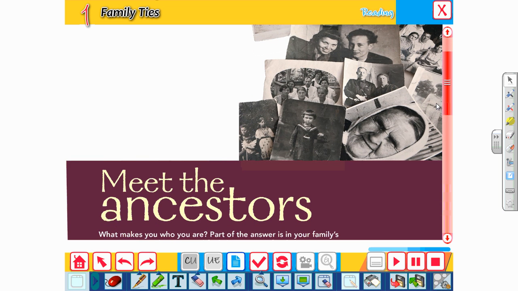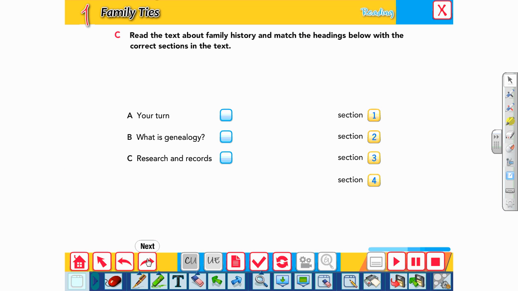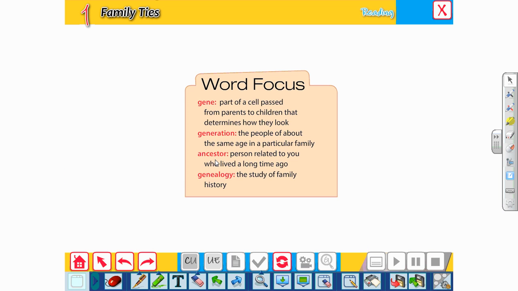You have something new here in this book, which is called the word focus. This part. The word focus contains the main words that you will meet in the article. The first one here is gene. What does it mean by the word gene? Gene is a part of a cell passed from parents to children that determines how they look. Generation: the people of about the same age in a particular family.